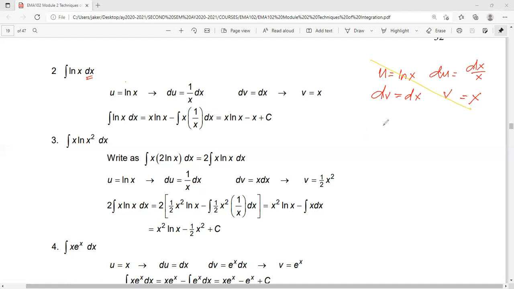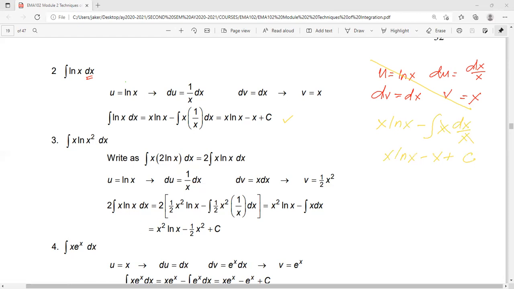So you have x ln of x, minus the integral of x times dx over x. So you cancel this, and you get x ln of x minus the integral of dx, which is x, plus c. So that's the answer that you're seeing here. Okay?